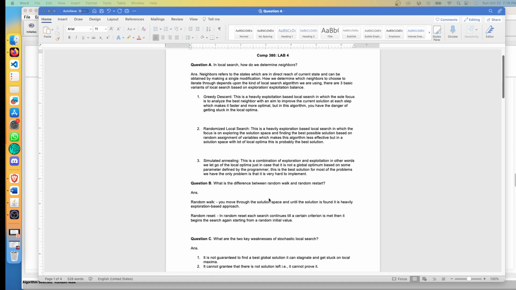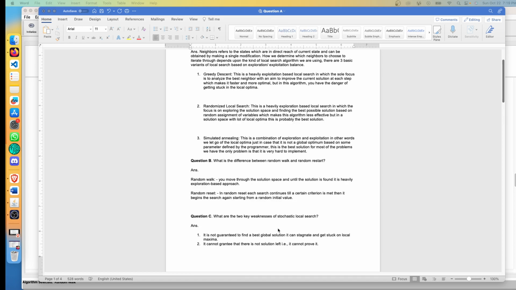What is the difference between random walk and random reset? Random walk is just you move randomly through the solution space until the solution is found, and in random reset, the only thing which is random is the initialization. The search algorithm can be random or not random.